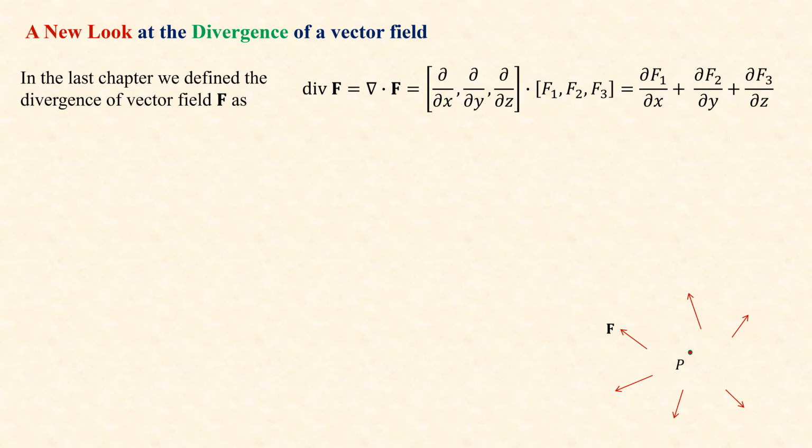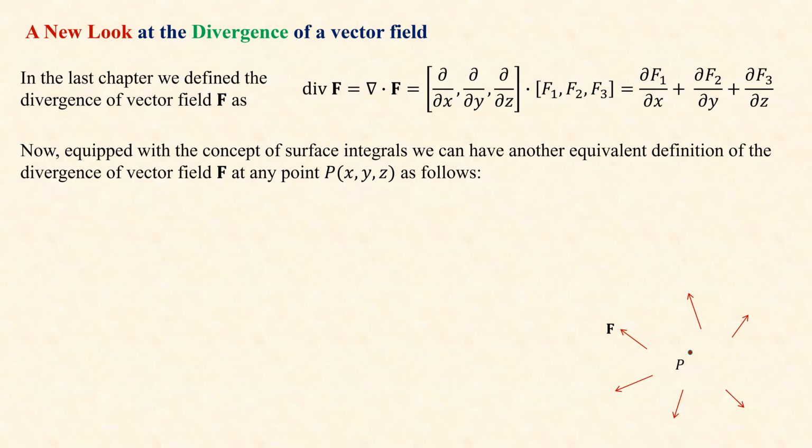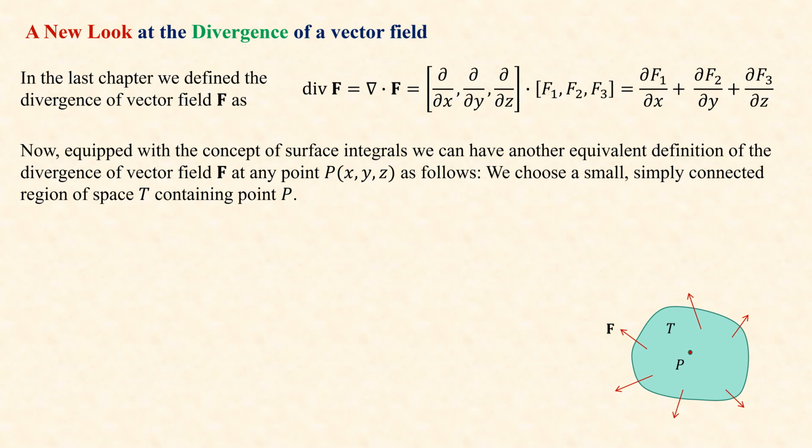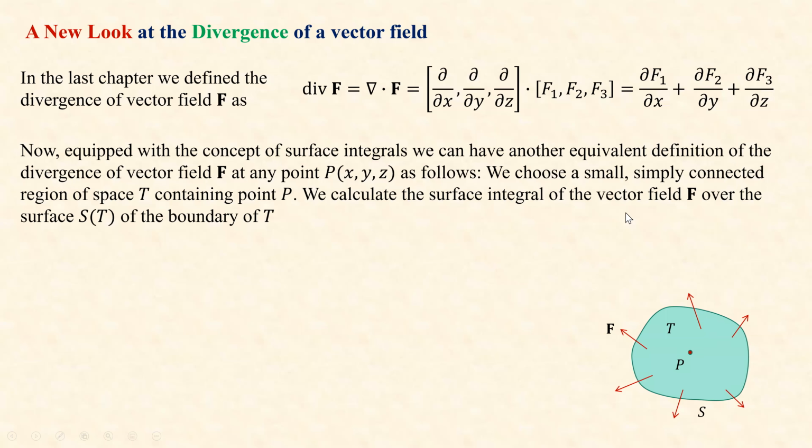Now we want to define divergence in a new way, which is very interesting. Because we know the surface integrals, we can have another equivalent definition of divergence of a vector field F at any point P in space. We define it this way. We choose a small, simply connected region of space T containing point P. So this is a region of space that has point P in it. The region of space is called T. The surface that bounds that region T is called S.